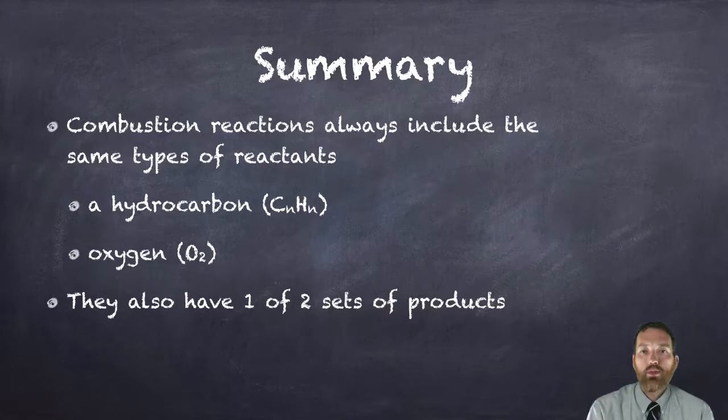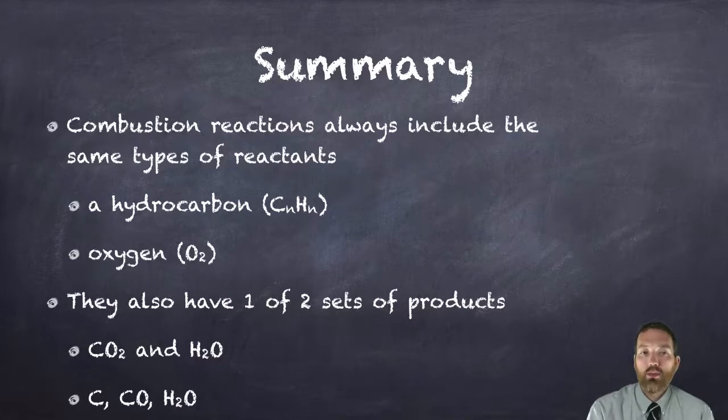They also have one of 2 sets of products. If it's a complete combustion reaction, you just get carbon dioxide and water. If it's an incomplete combustion reaction, you get some other combination of these. Now, on a test question, they would have to tell you whether it was a complete or an incomplete combustion. More often than not, you just need to recognize that this is a combustion reaction. If you see hydrocarbons and oxygens reacting to produce some form of either carbon dioxide or carbon monoxide and water, and possibly carbon.